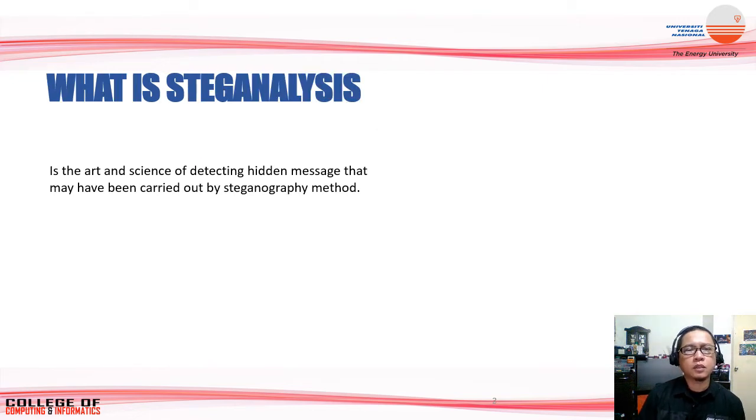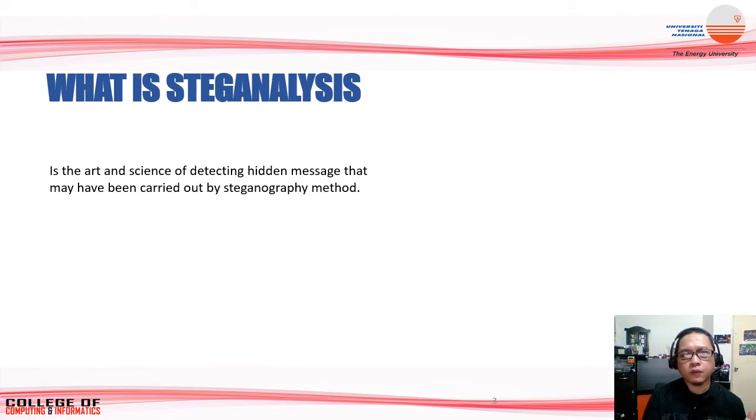Now, first of all, let's go through the definition of steganography. Previously, we have known that steganography is the art of science where we embed secret information within a cover object, and then that cover object is transformed into a stego object. Of course, remember the prisoner's problem. We have the sender, the receiver, and in the middle, we have the warden. So basically, steganalysis is the role of the warden, which is to attempt to detect hidden messages that may have been carried out by a steganography method.